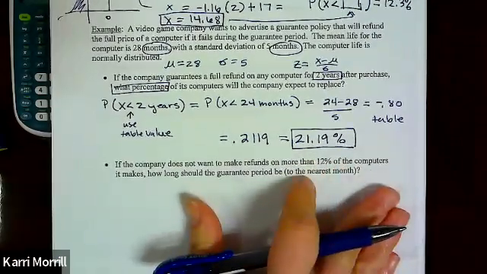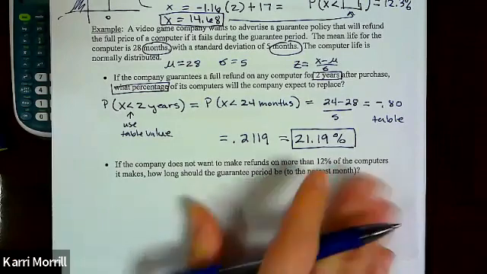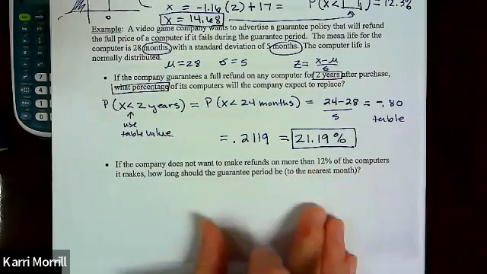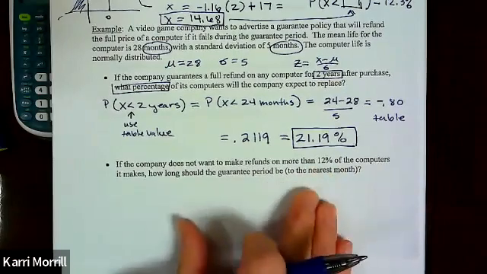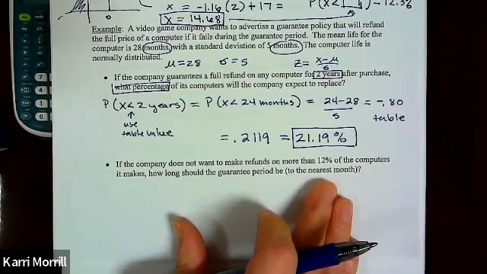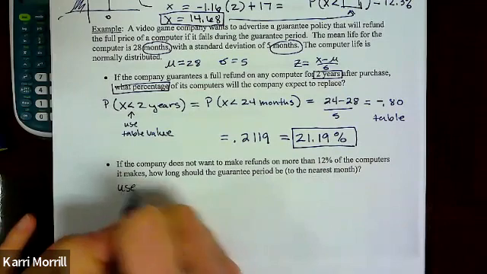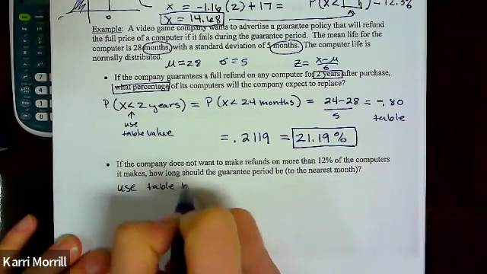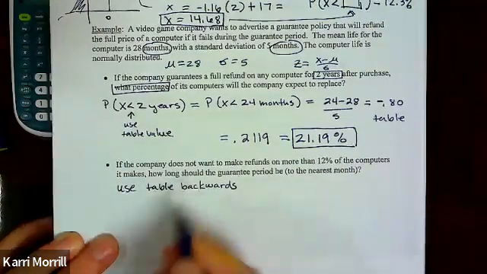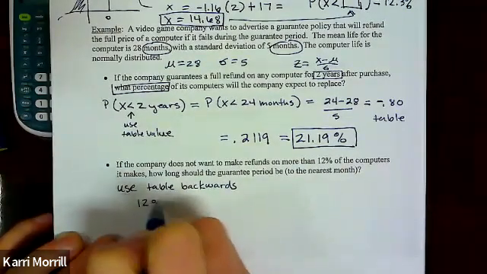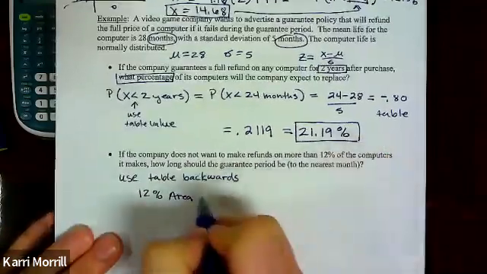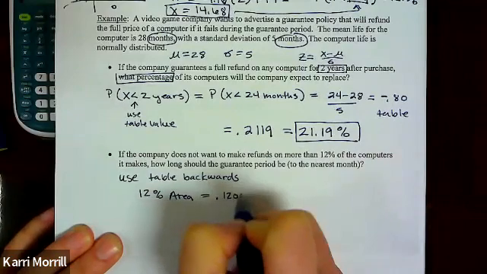If the company does not want to make refunds on more than 12% of the computers it makes, how long should the guarantee period be? And then it has to be to the nearest month. So we're going to have to use the table backwards on this one. This would be application of why we learned to do this. We want to know what 12% of the area represents for this problem. So that'd be like saying 0.1200.